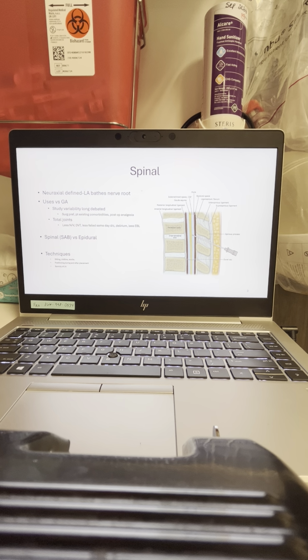So I'm trying to keep most of this focused on what we're actually going to be doing here. I'll talk a little bit about epidural stuff as well, but we'll jump straight into spinals. As I just defined, neuraxial, local anesthesia, bathing the nerve root specifically around the spinal cord. And there's lots of uses for that.